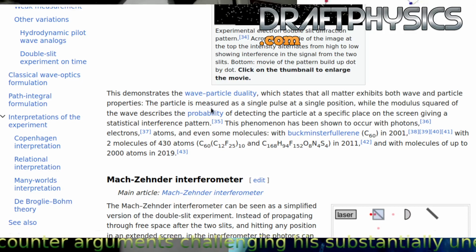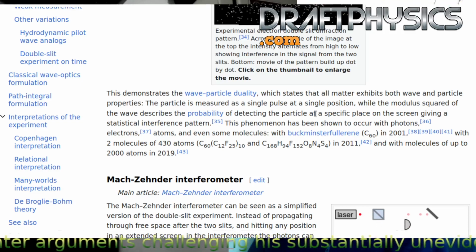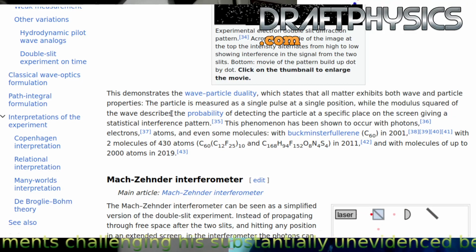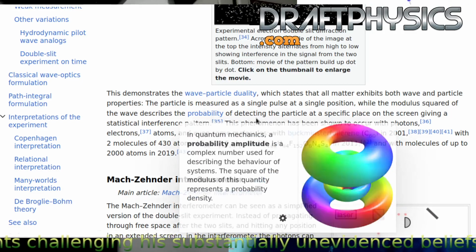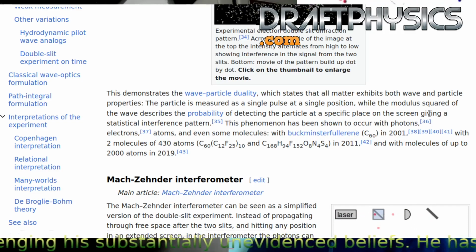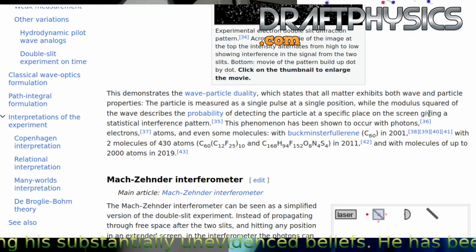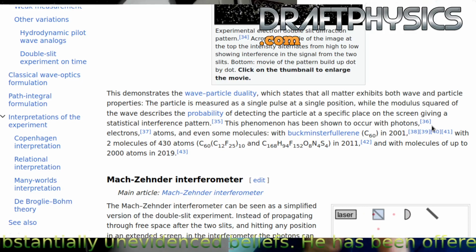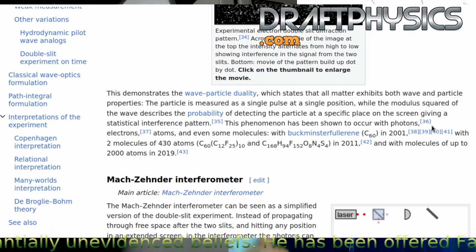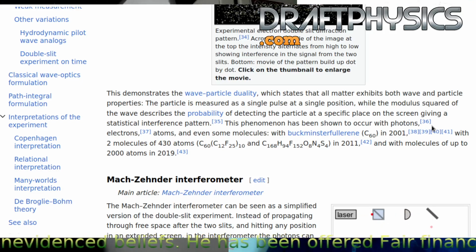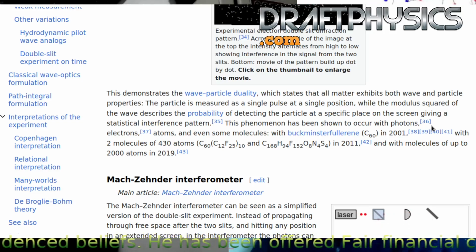Okay. The particle is measured as a single pulse at a single position, while the modulus squared of the wave describes the probability of detecting the particle at a specific place on the screen. So again, the probability chart is so obvious. There's more probability it's in the middle and less probability going out. And they don't predict that ahead of time. They find it out by doing the experiment. So again, it's just such a pile of crap.